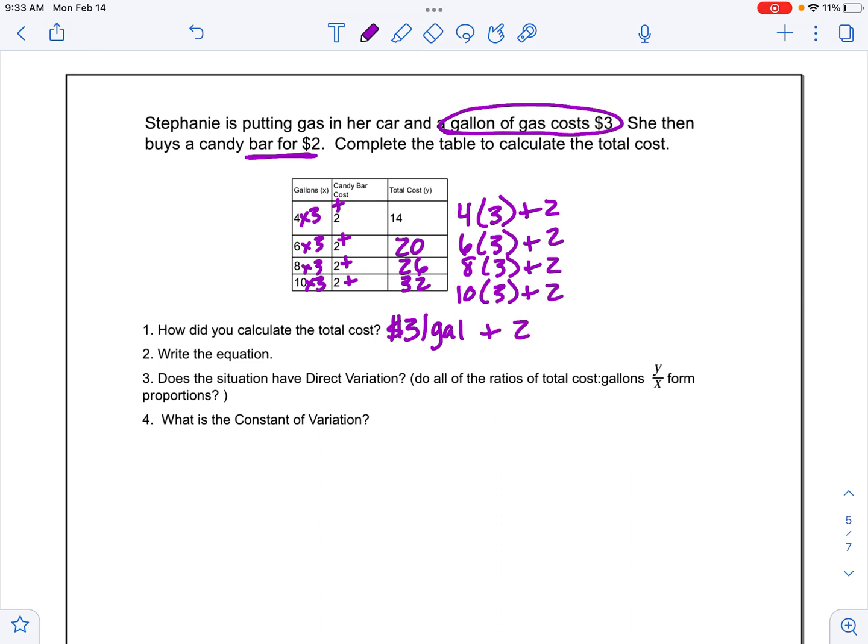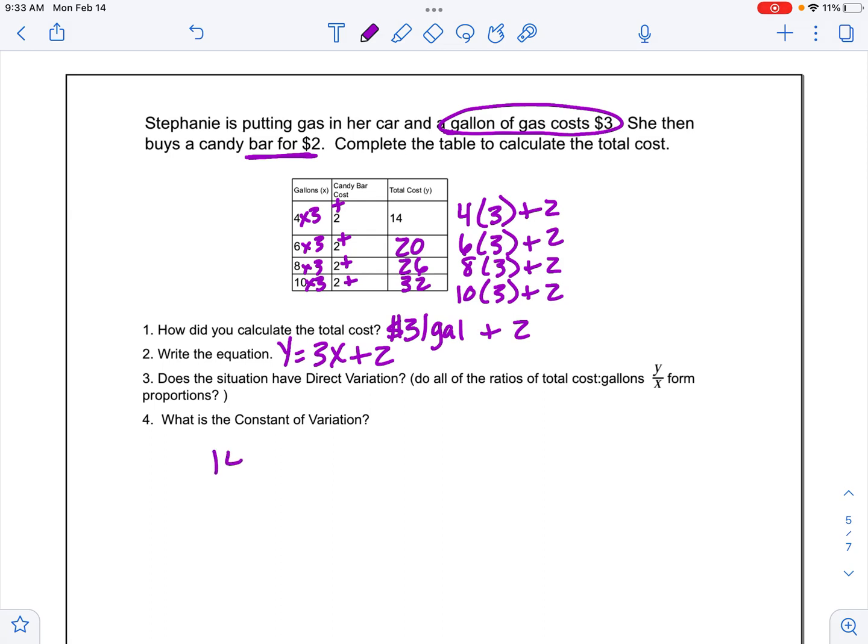So do I have to recalculate these? So 18 and 2, 24 and 2, 30 and 2. I don't. You know me, I always do something like that. So here we have my y value is going to be equal to $3 per gallon plus the $2 for the candy bar.